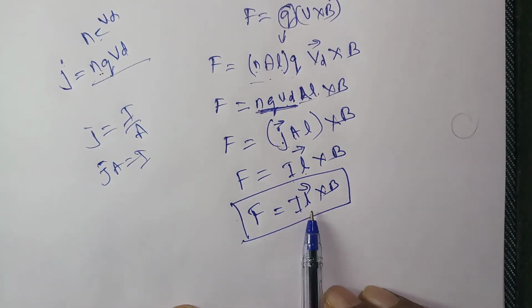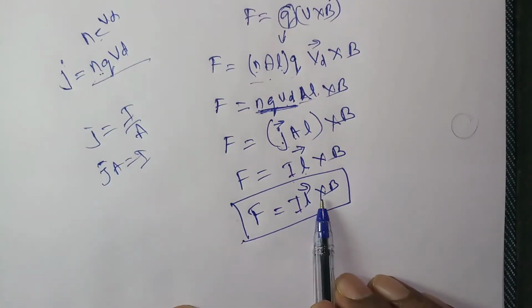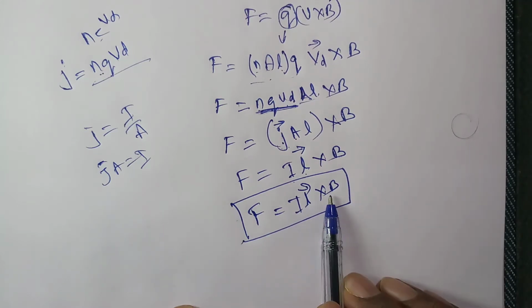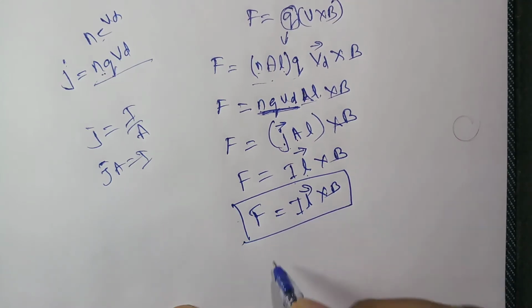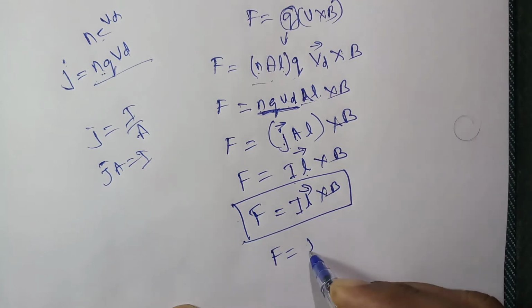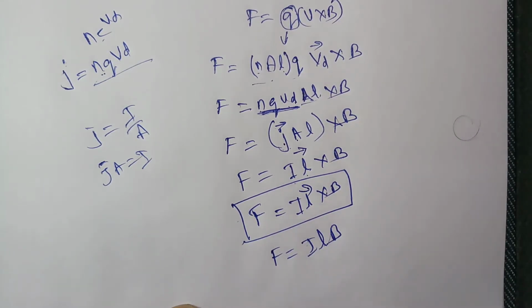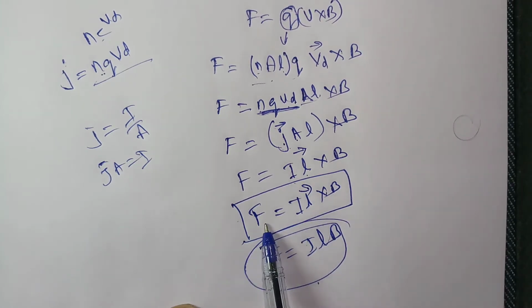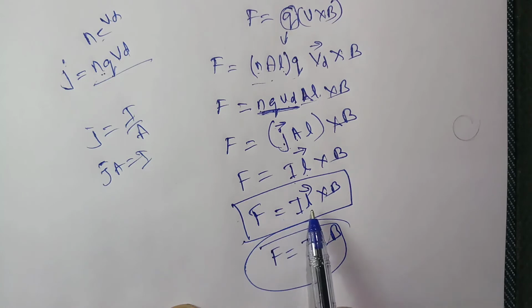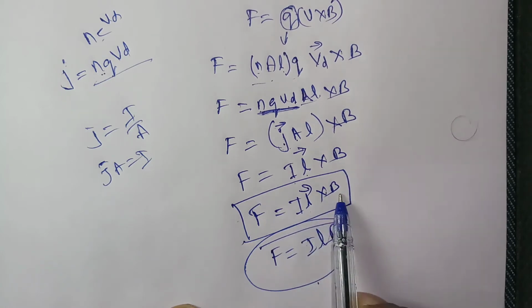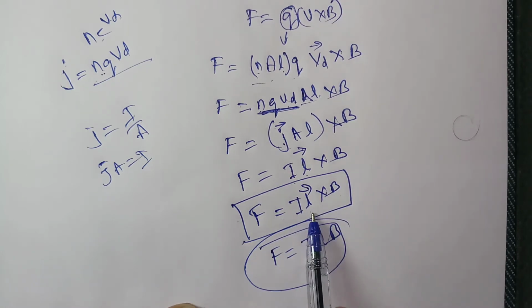So in most cases, this cross product is there. When it is already perpendicular, sin theta will become 1. So this force is given by ILB. Practically, when you are using the equation it will be like this, but the final equation is F is equal to I into L cross B. This L is the length, but we have to take it as a vector quantity. That is the most important thing here.